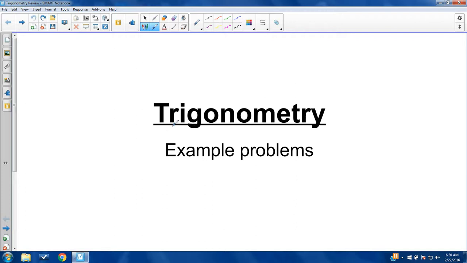Hello and welcome. This is an overview of a unit in trigonometry with some example problems. I think specifically there are 23 problems to be exact. It covers not a wide range, but it covers a range of right triangles all the way from Pythagorean Theorem to word problems including angles of elevation and depression.